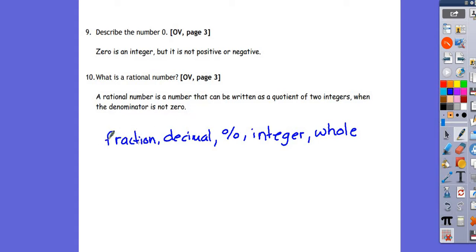denominator is not 0, which a whole number can be a fraction because the whole number 4, I could write that any whole number over 1 and make it a fraction. So whole numbers really are fractions as well. And the denominator is not 0, so it makes it a rational number. Percents can be written as fractions. Decimals can be written as fractions. That's why they kind of sum this definition up and say the quotient of two integers, because all of these can be written as a fraction.